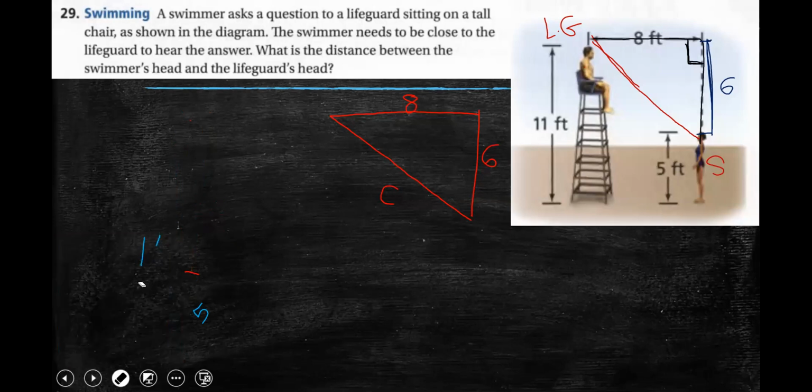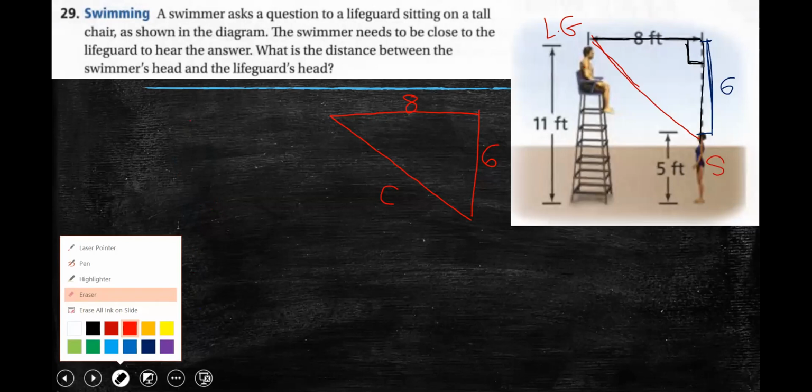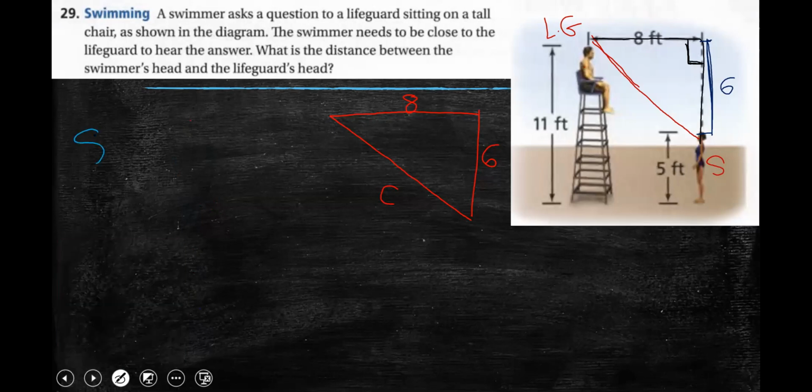Now I want to find the length from the head of the swimmer to the head of the lifeguard by using the Pythagorean theorem. I will say 8 squared plus 6 squared equals what? C squared. 8 squared is 64. 6 squared is 36. 64 plus 36 equals C squared.